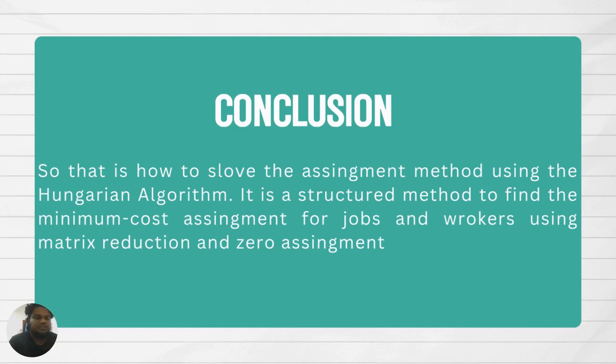For the conclusion, that is how to solve the assignment problem using the Hungarian algorithm. It is a structured method to find the minimum cost assignment for jobs and workers using matrix reduction and zero assignments.